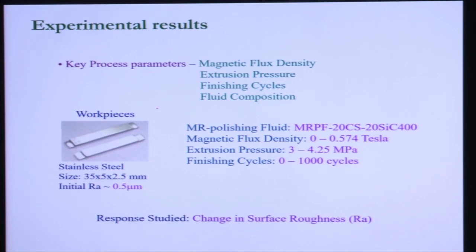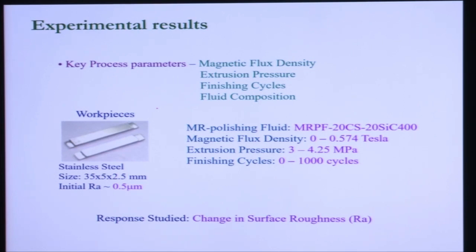So for magnetic flux density, we have a certain limit using our electromagnet. This electromagnet can generate from 0 to 0.574 Tesla magnetic field. So the maximum magnetic field available from this electromagnet is 0.574 Tesla, measured at the surface of the core material. Extrusion pressure we have considered from 3 to 4.25 megapascal, or 30 to 42.5 bar if you consider in bar. Finishing cycle we have considered 0 to 100 cycles. So these are the main parameters we are considering, with this range.